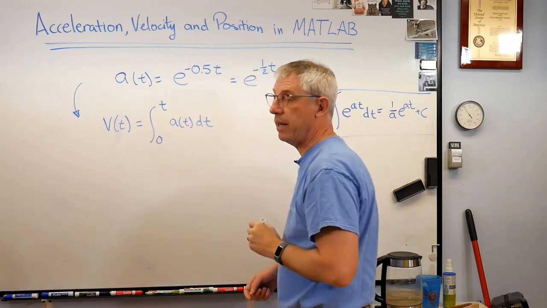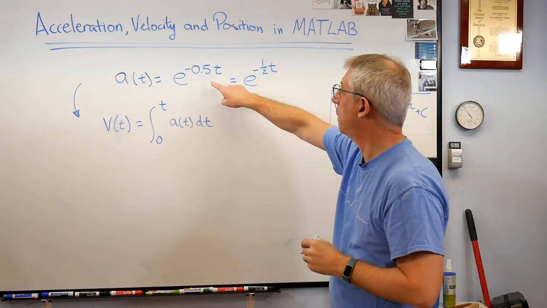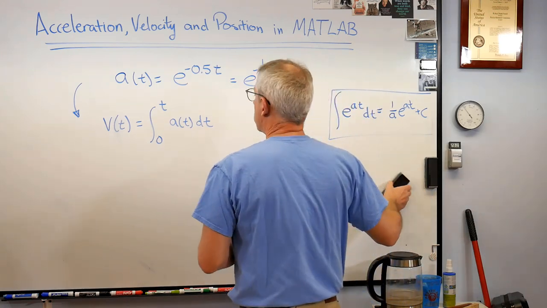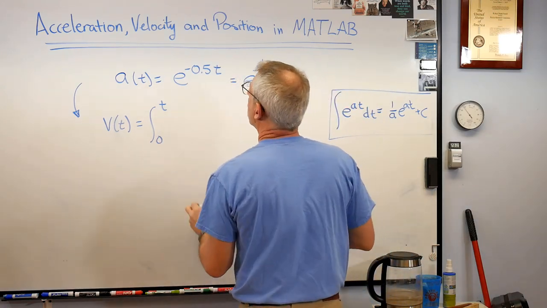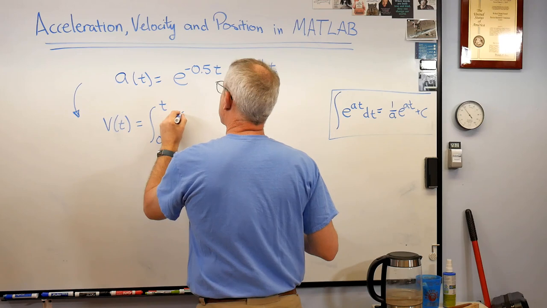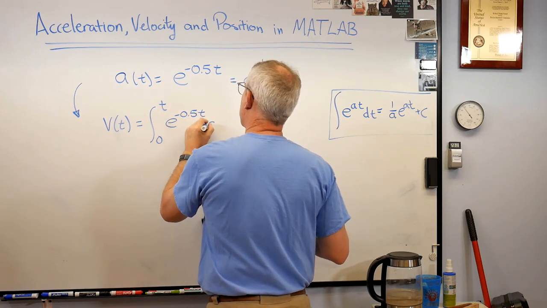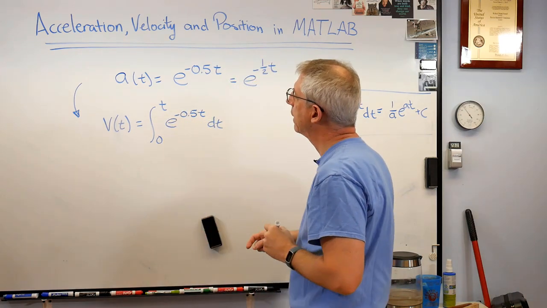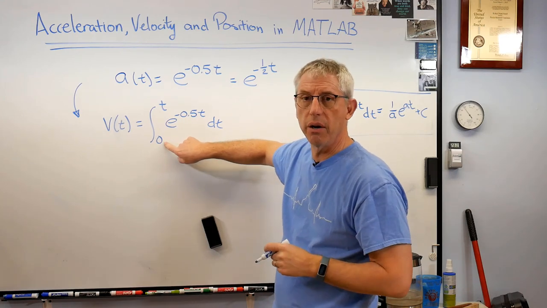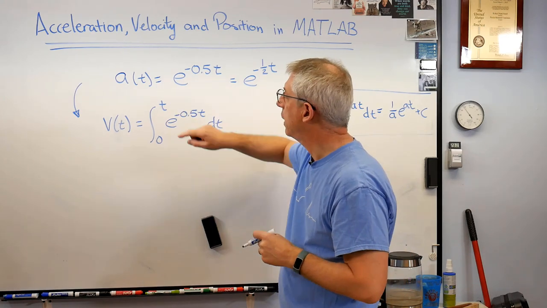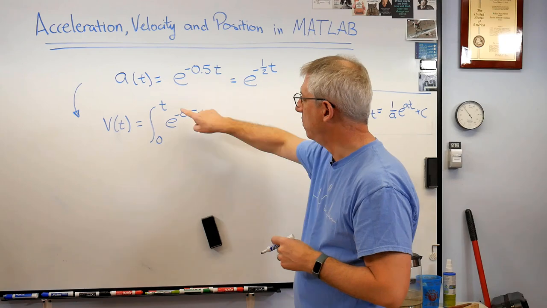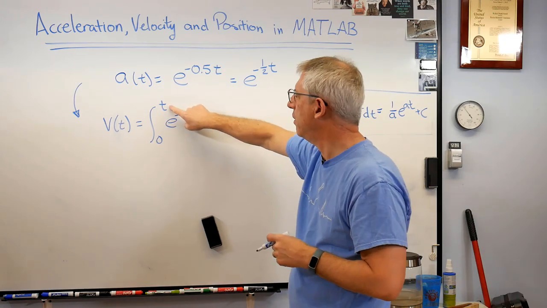All right, we know what that is. Okay, that's this expression right here. So I'm going to replace that with e to the minus 0.5 t dt. Now notice I've got a number down here in the lower integration limit and just t in the upper limit. Can you put t there? You don't see that in calculus class very often.